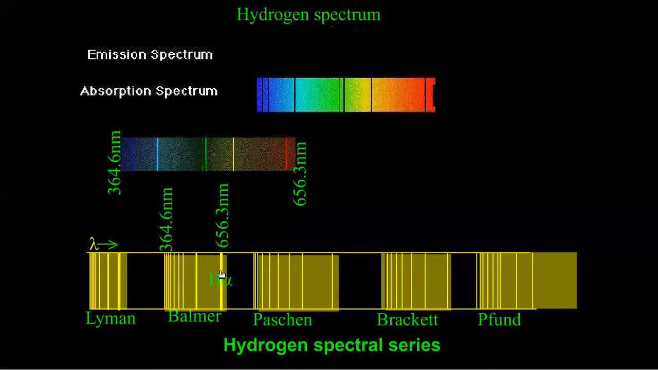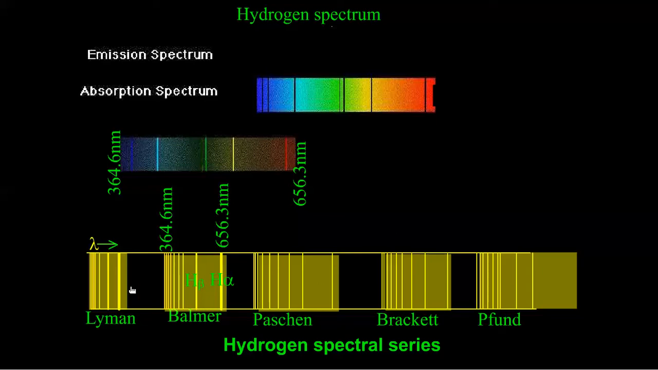alpha line, and the next color corresponds to this one. So this is named the H beta line. Similarly this is H gamma, and H delta lines are there. And in later discussion we are going to know how these lines are obtained from the hydrogen spectrum.